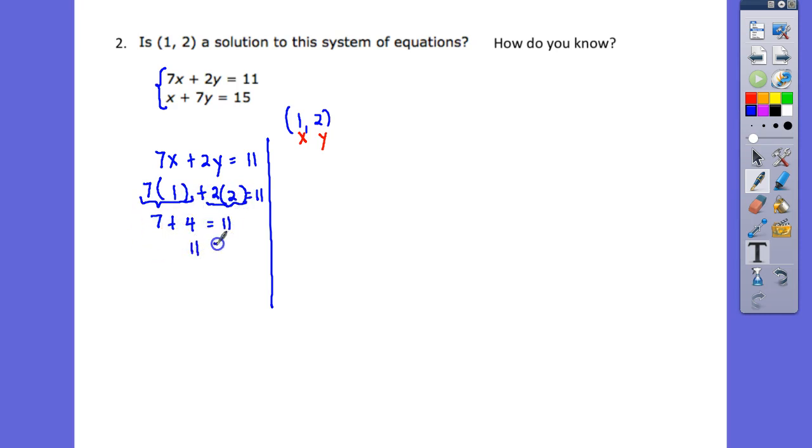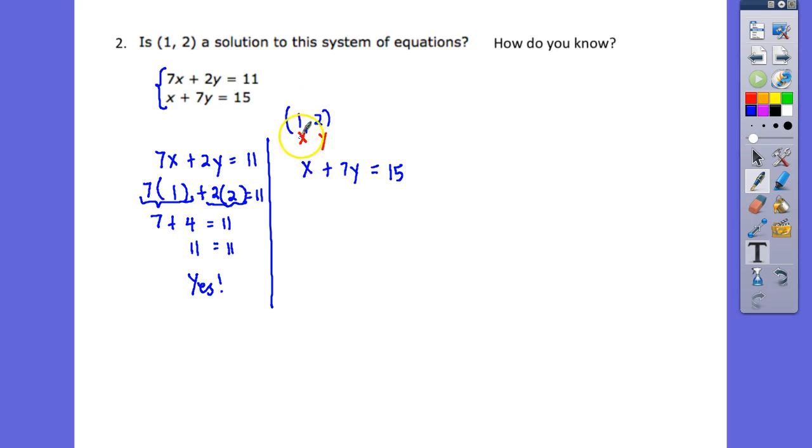7 plus 4 is 11. Yep, that's a yes. We got one yes already. Let's check the second equation. x plus 7y is equal to 15. We're going to check these values again.